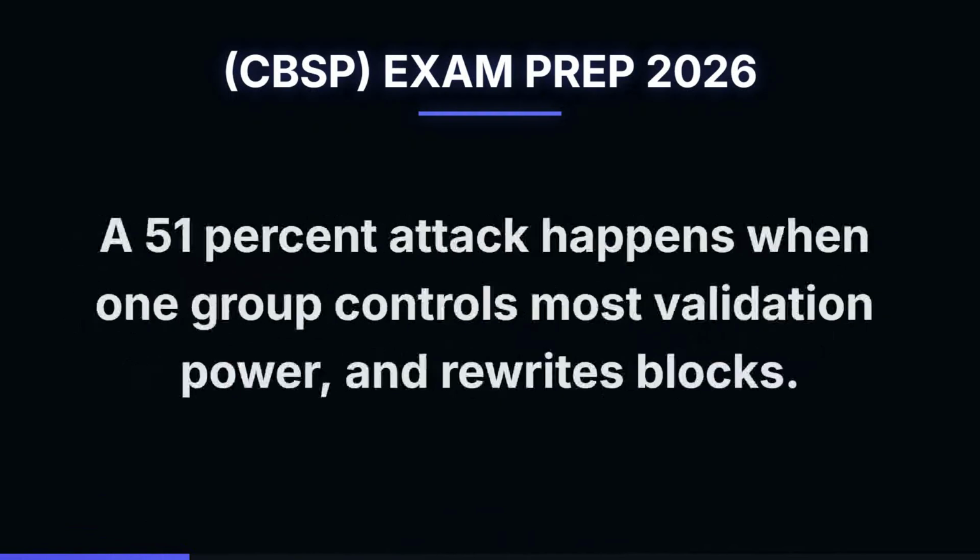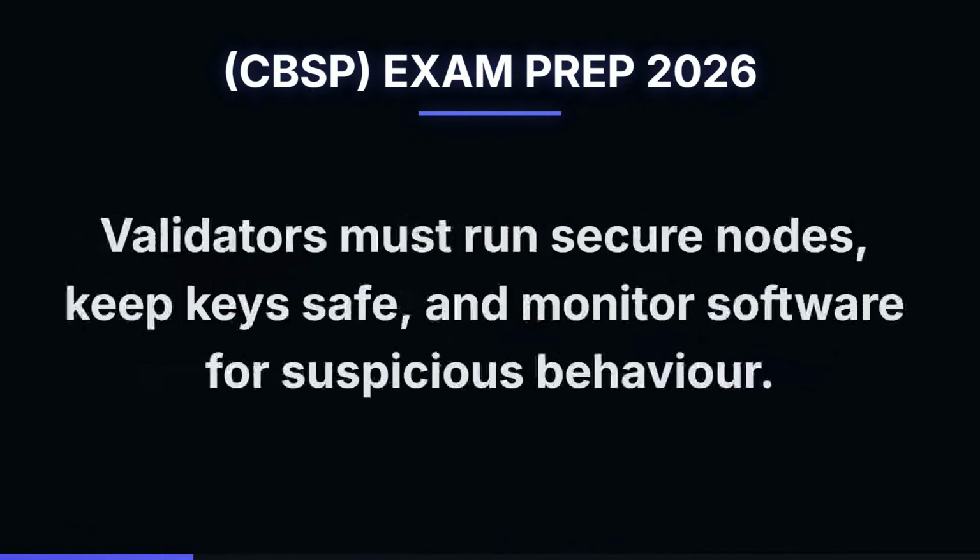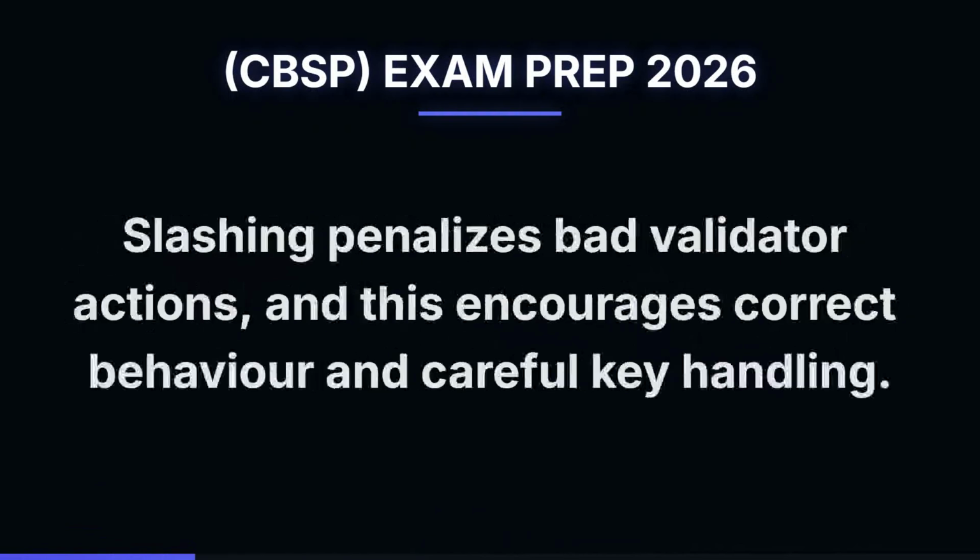A 51% attack happens when one group controls most validation power, and rewrites blocks. Networks with many independent validators reduce this risk, and decentralization is a security goal. Validators must run secure nodes, keep keys safe, and monitor software for suspicious behavior. Slashing penalizes bad validator actions, and this encourages correct behavior and careful key handling.